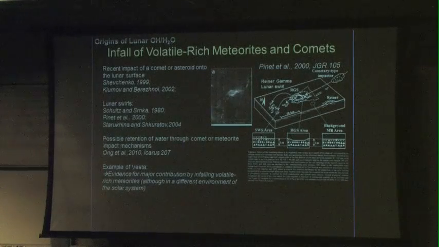And this has to be also compared with Vesta, where the maps of volatiles are more consistent with infalling comets and carbonaceous chondrite meteorites. So this mode of delivery may also exist at the surface of the moon.